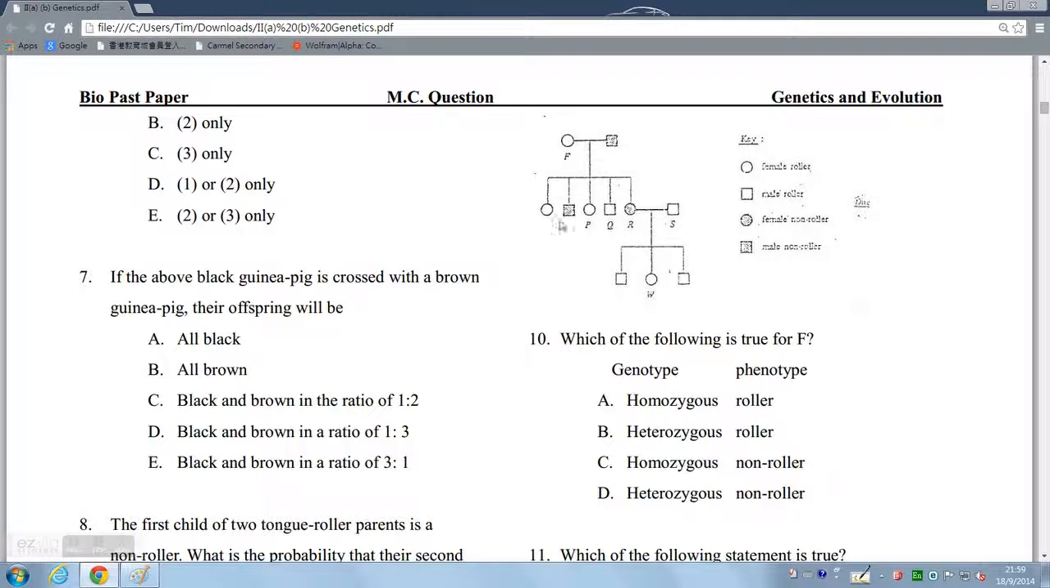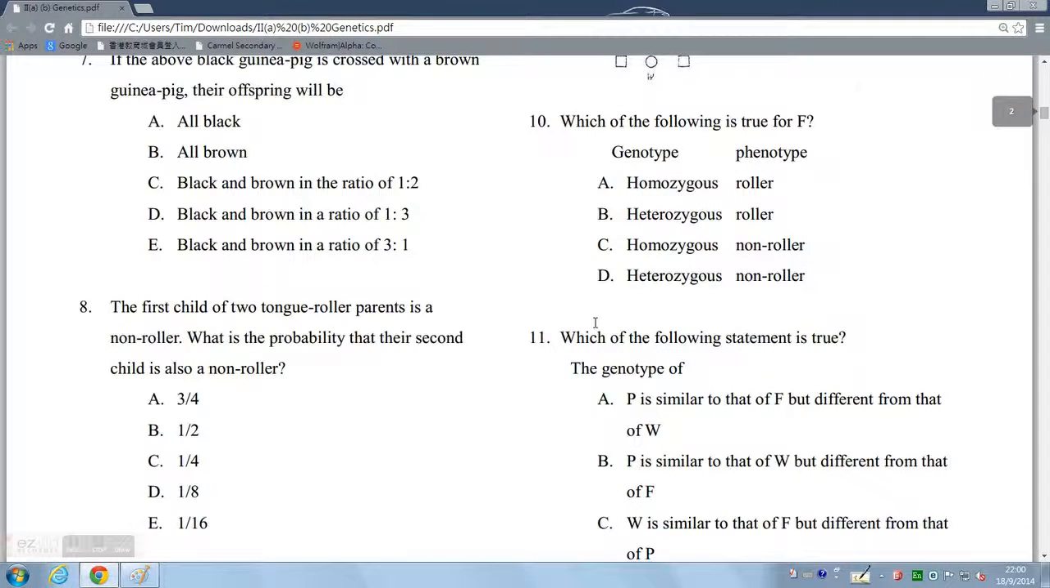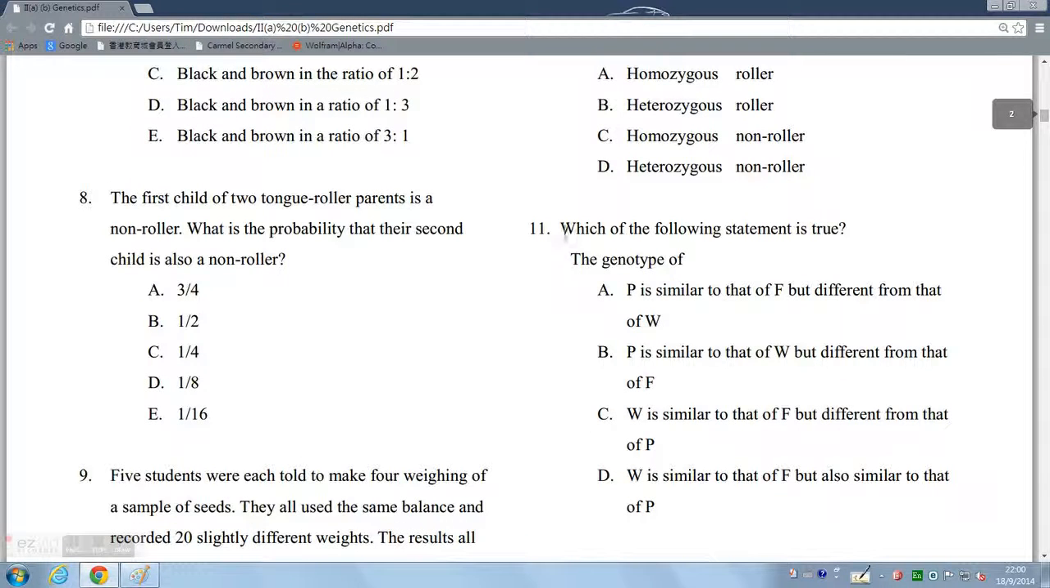And since she gives birth to a male non-roller when she crosses with a male non-roller, this tells us that this male non-roller must have received at least one recessive allele from her, because he would have received the other recessive allele from his father, who happens to be a non-roller, which is homozygous recessive, meaning that he has both of the recessive alleles. And so this tells us that F has one dominant allele and one recessive allele, making her heterozygous. So this gives us the answer that is B for 10.